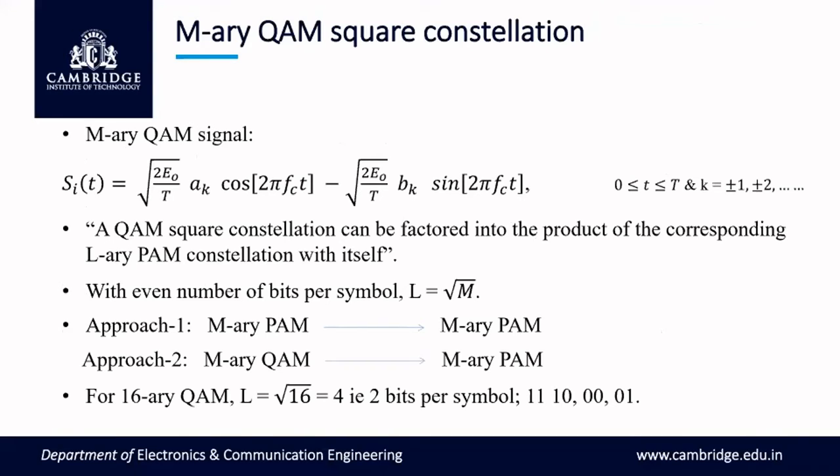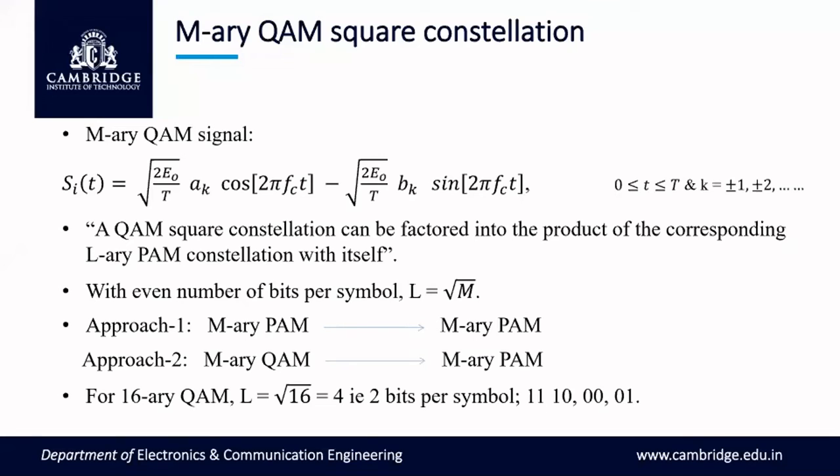The only thing extra I've added is one amplitude term A_k for the first term, B_k for the second term. These A_k and B_k values change from symbol to symbol. The k may be taken as plus or minus 1, plus or minus 2, plus or minus 3, like that. You can choose any integer plus or minus values for A_k and B_k. So when the A_k, B_k values change, the symbol also changes. Root of 2 E naught by T is common for all the symbols. You choose A_k and B_k values properly depending upon the number of symbols.